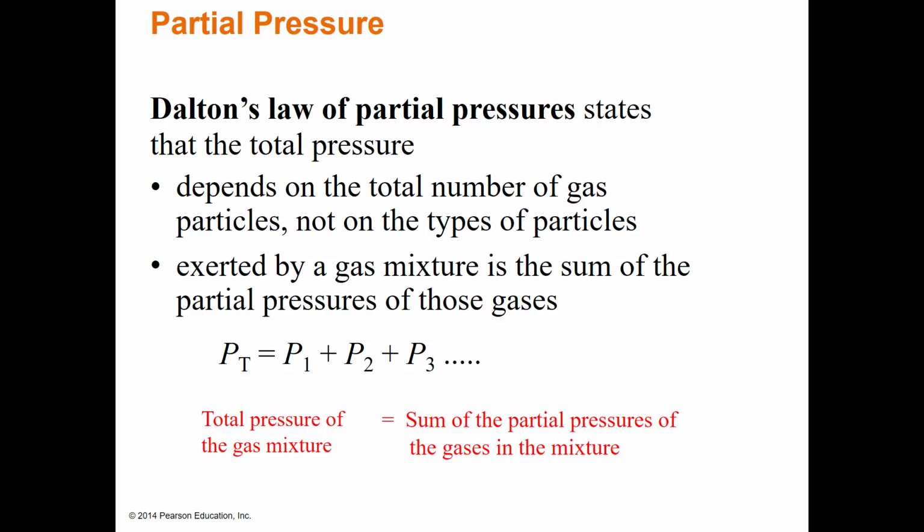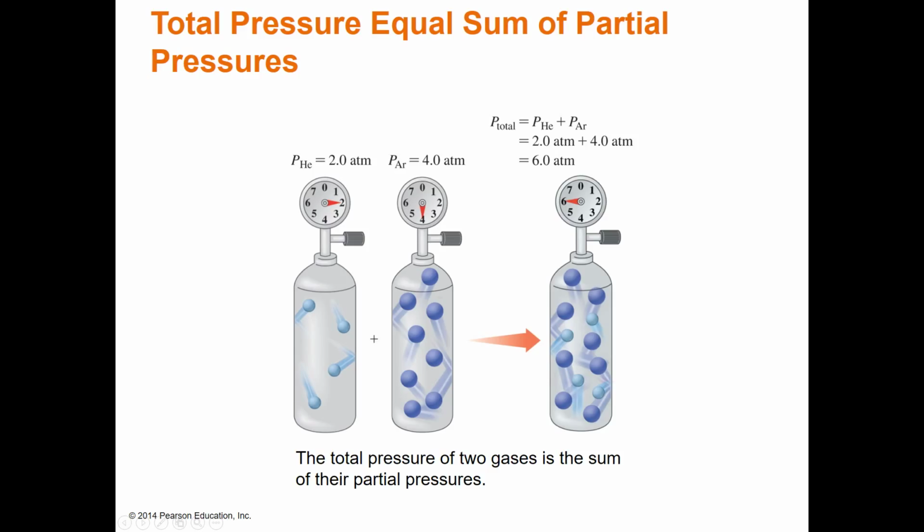You have 10 different containers, 10 different partial pressures. You put them all together, and the total pressure would still be the added pressure of those same individual partial pressures, because pressure depends on the number of particles. As long as you have the same number of particles, the partial pressure exerted will be the same. So in these two individual cylinders, you have helium exerting a partial pressure of 2 atmospheres, and argon at a partial pressure of 4 atmospheres. You put them together, and all you have to do is add up the individual partial pressures to get the total pressure of the gas mixture, because all you did was put the particles together.